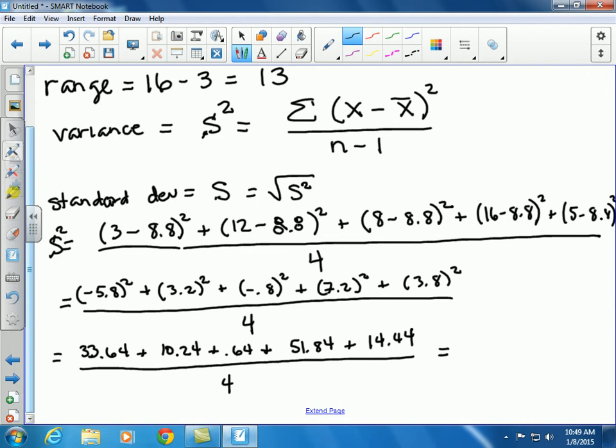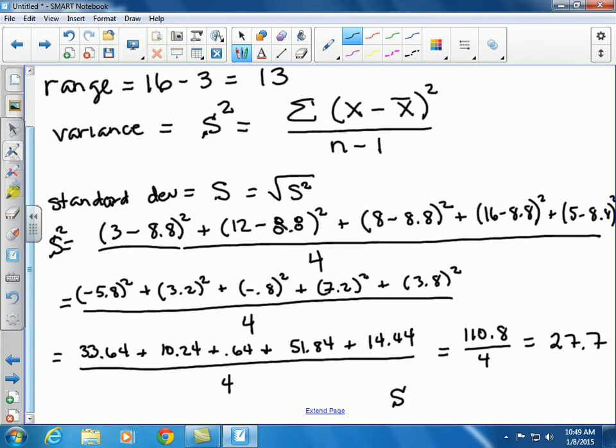So I get an answer there, which is 33.64 plus 10.24 plus 0.64 plus 51.84 plus 14.44. And you end up there with 110.8, and you divide that by 4, and you get 27.7. Now the problem with this is that 27.7 doesn't really mean much. Okay, so the variance is 27.7.